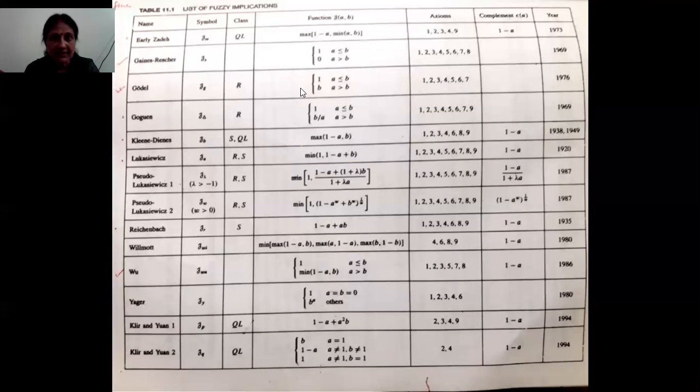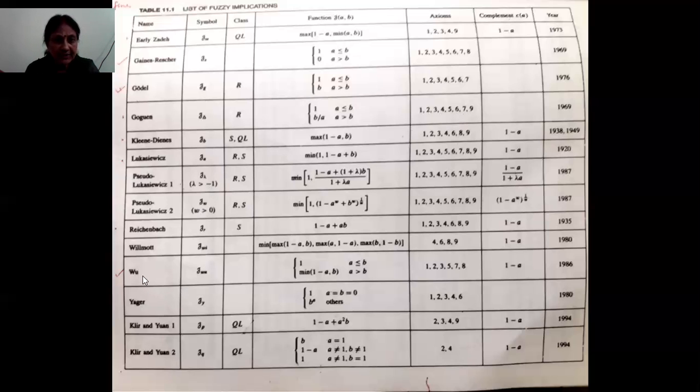It is a type of R implication which is defined as I(A,B) is equal to 1 if A is less than or equal to B, B if A is greater than B, and this satisfies the axioms 1 to 7. Then Goguen, this implication I(A,B), this is an R implication. It is defined as I(A,B) is equal to 1 if A is less than or equal to B, B by A if A is greater than B, and it satisfies axioms 1 to 7 and the 9th axiom. It does not satisfy the 8th axiom.